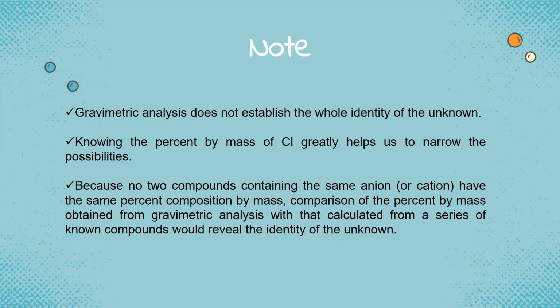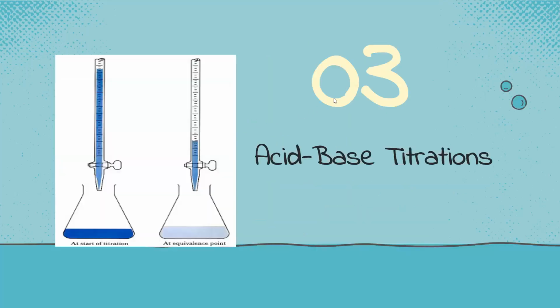So for example, we are given a chemical substance, but we do not know its name or its chemical composition. So we can again use the gravimetric analysis to establish the identity of that unknown substance. So last time we had our computation for this. Now we will be moving on to the acid-base titration. So this is another strategy or technique to identify unknown substances in the laboratory.